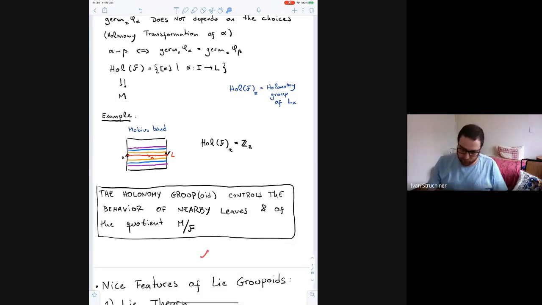Good, so that's the motto which is here. So the holonomy groupoid controls the behavior of nearby leaves, and it also tells you the behavior of the quotient. If you look at the space M mod F for this foliation, it is not a manifold. It's not Hausdorff. And the reason it's not a manifold is precisely because the holonomy is not trivial. So that's what's going on. It's telling you that there are identifications being made on the quotient somehow, that things are not gluing well together.